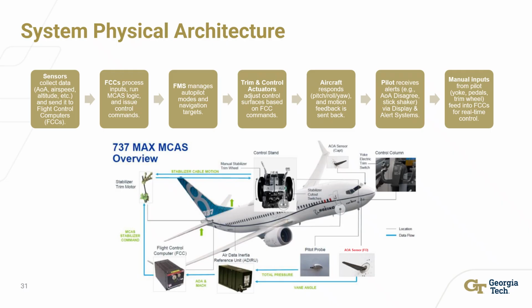This slide shows the physical architecture of the 737 MAX MCAS system. A critical issue here was the reliance on a single angle of attack input with limited cross-checking between the FCCs. This configuration made the system vulnerable to sensor failure without proper redundancy.